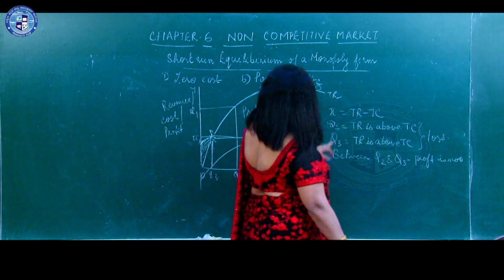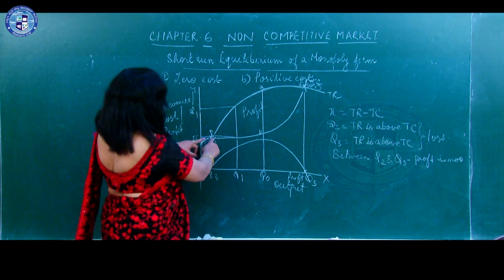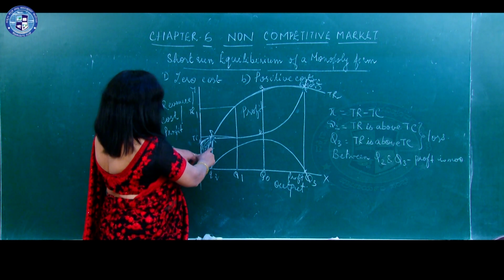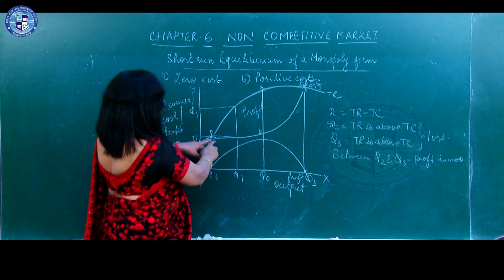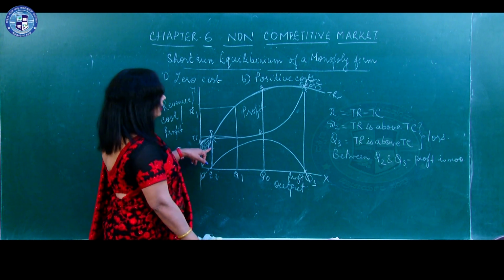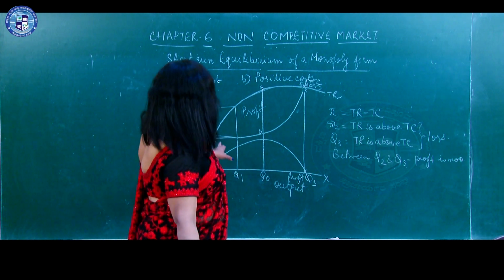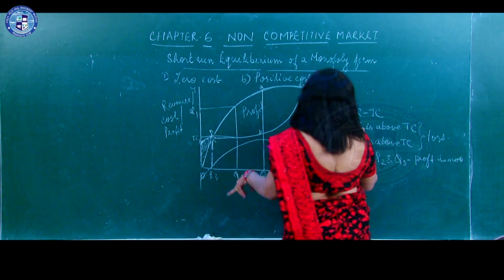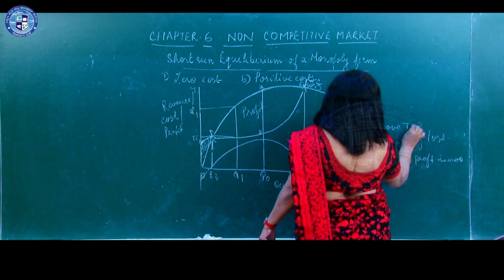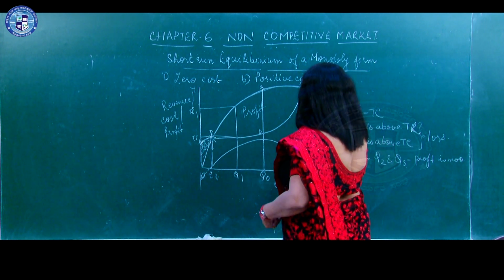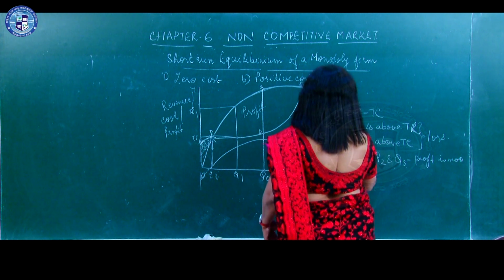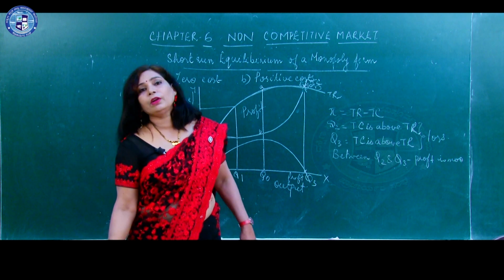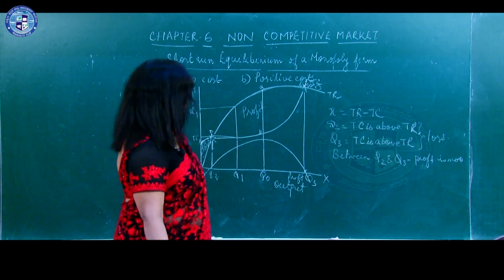So, this is the Q2 level of output. At Q2 level of output you can find that the TC curve is above the TR curve, and at Q3 level of output also you will find that the TC is above TR, and as such the firm is having losses at both these points.